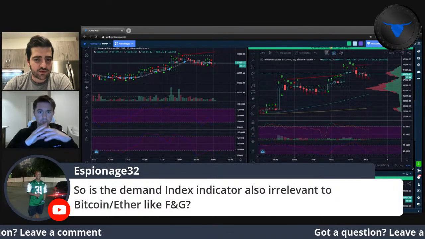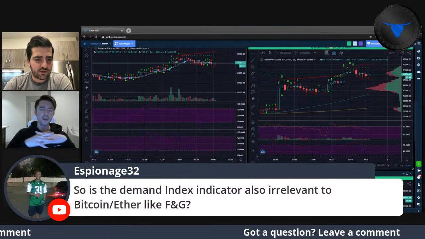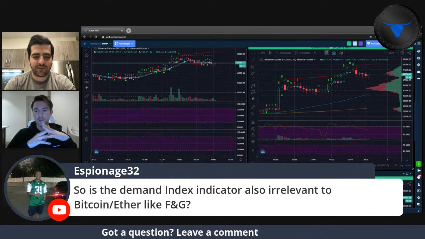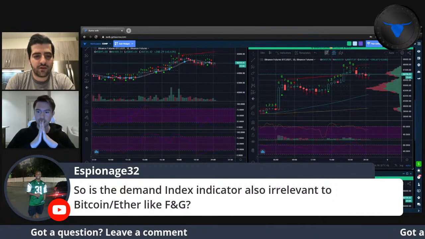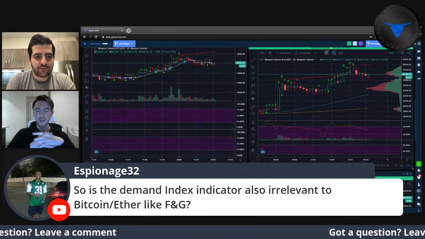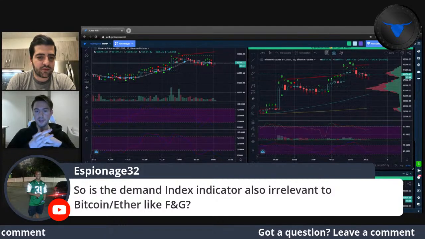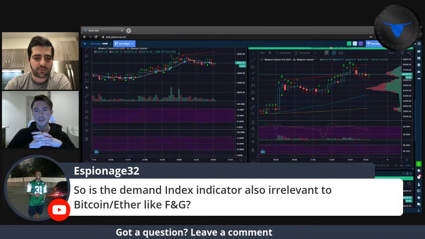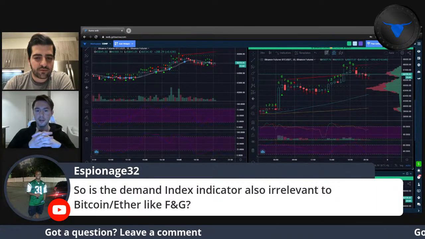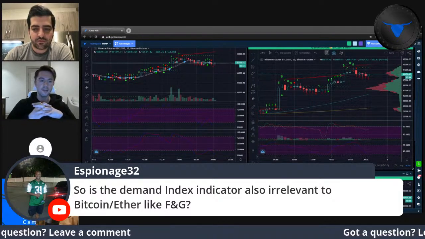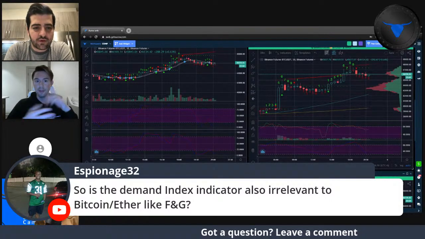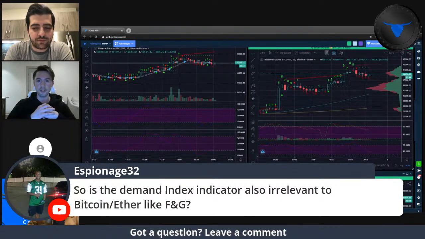Domain access is also relevant. No, it's definitely relevant to Bitcoin and Ether. Fear and greed is just kind of either one or the other. Especially with the market right now, it's so greedy that it's kind of irrelevant at this point. But definitely, the demand index is something that Charles was talking about earlier, I believe, and there are plenty of opportunities to use it in the market currently.